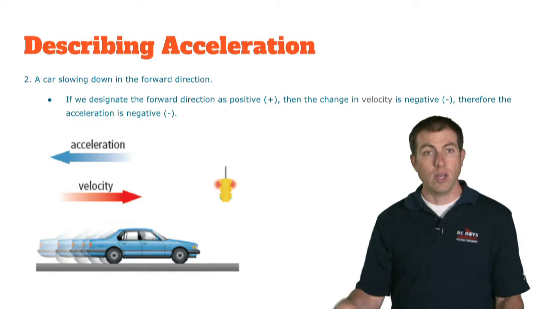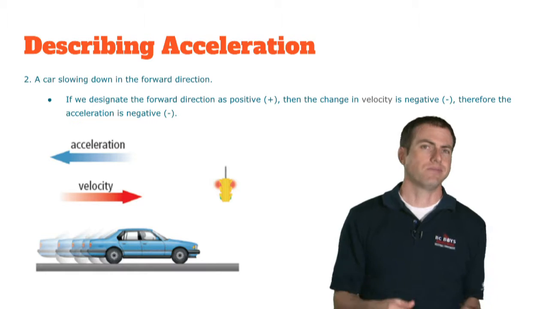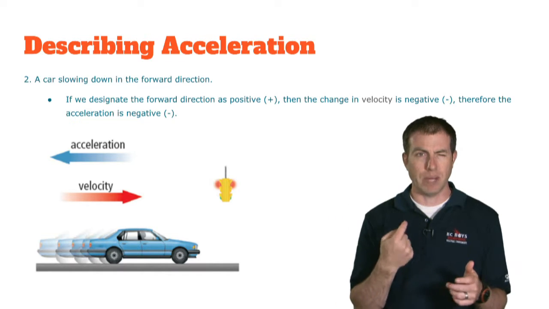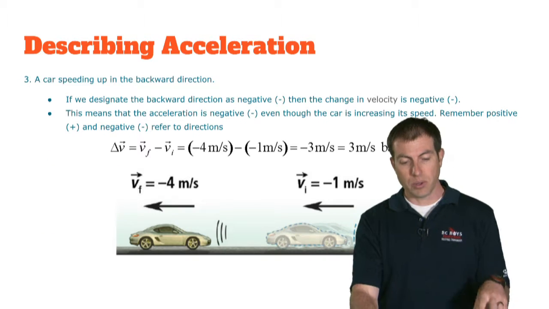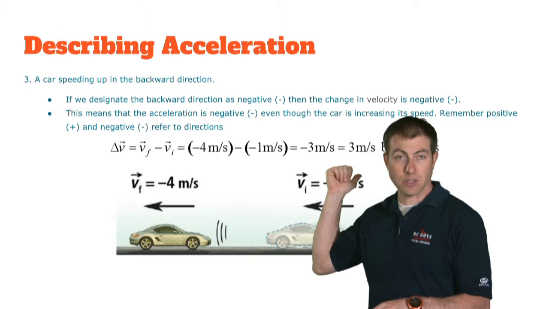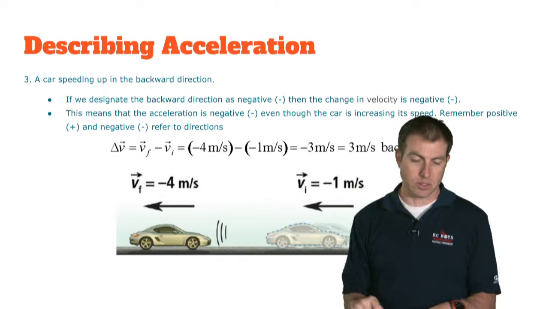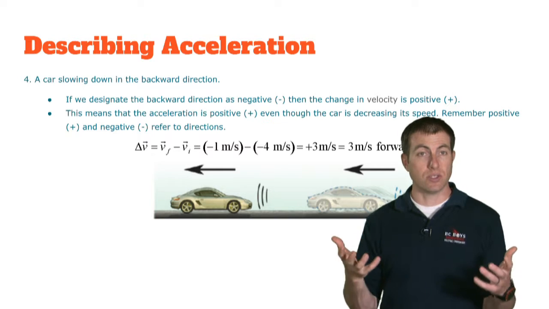Second scenario, you're moving forward but you're slowing down. It means your acceleration's actually negative. Don't think of the acceleration arrow backwards as a direction. Think of it as just being negative. Scenario number 3, you're moving backwards and you're accelerating backwards. So it just means you're going faster backwards. Number 4 is you're moving backwards and you slow down.